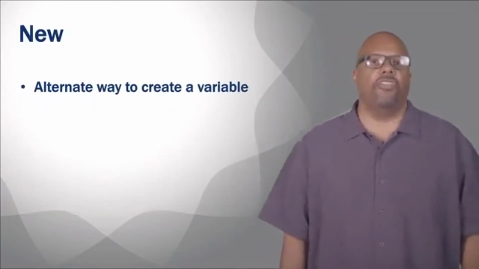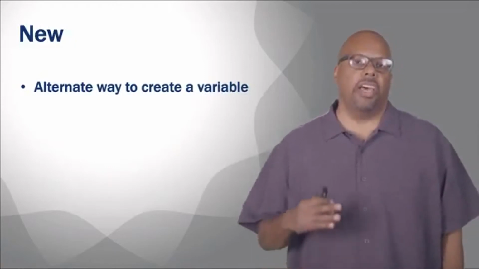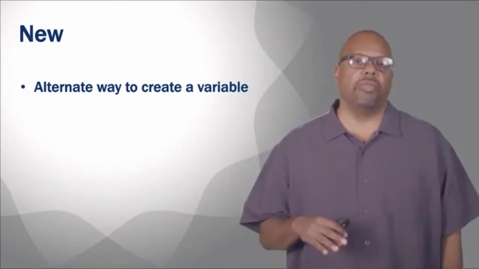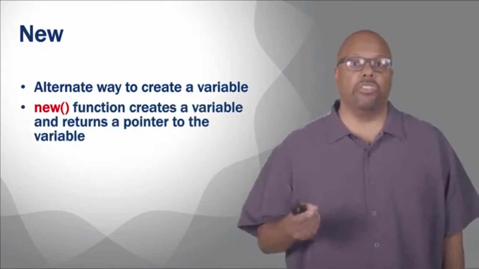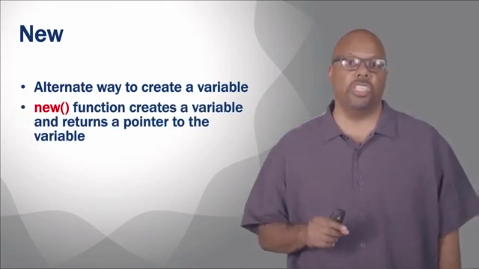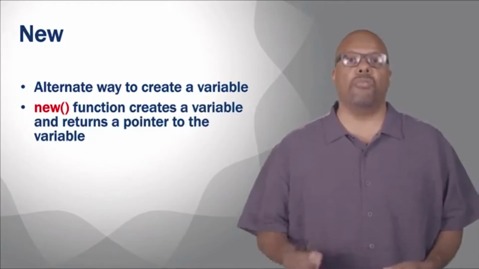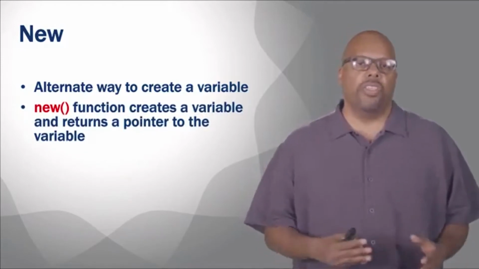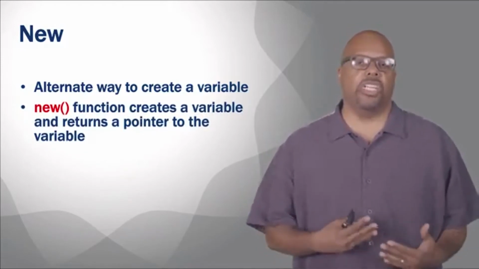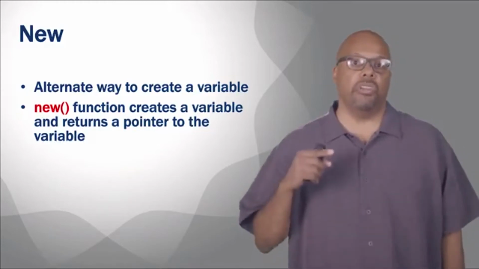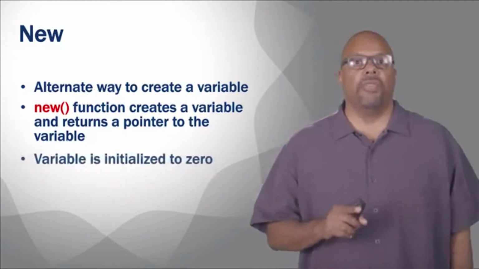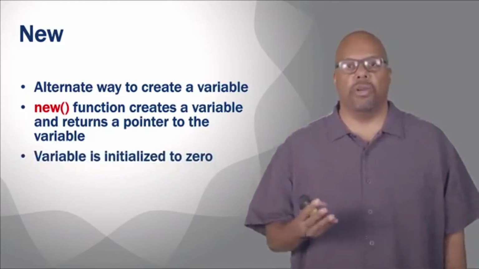Now, there's another function called new. It's another way to create a variable. And instead of returning a variable, new returns a pointer to the variable. So the new function creates a variable and it returns a pointer to that variable. This is unlike if we were just declaring a variable. That also creates a variable, but new explicitly returns a pointer to a variable. The variable is initialized to 0 by default with new.